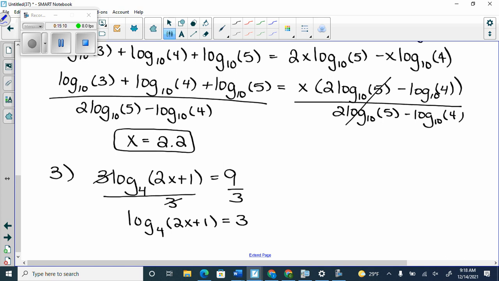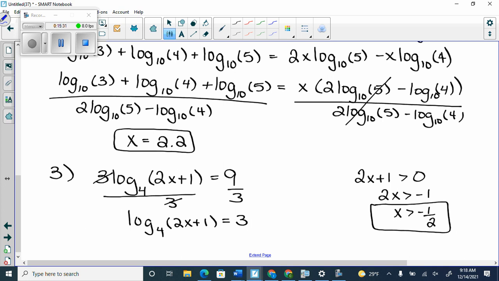So if I want to state my restrictions, I go 2x plus 1 has to be greater than 0. 2x has to be greater than negative 1. X has to be greater than negative a half. When's the only time my inequality sign flips? When you divide by a negative. Other than that, you're just solving it like normal. So these would be my restrictions. If they ask for restrictions, they're literally the easiest things to do. Don't forget to do them. You just take what's beside the log or in the base and set it greater than 0, because you can't have a negative beside your log or in your base.